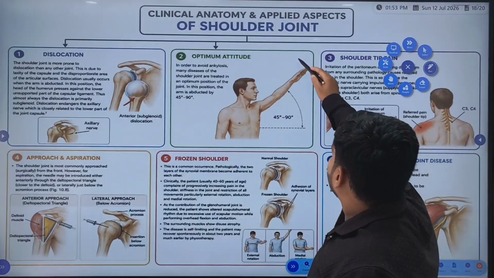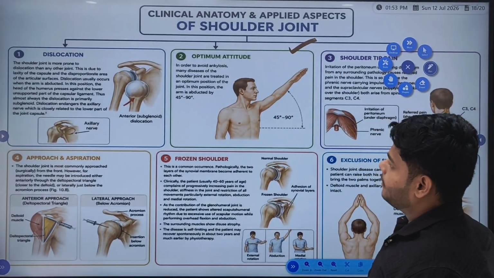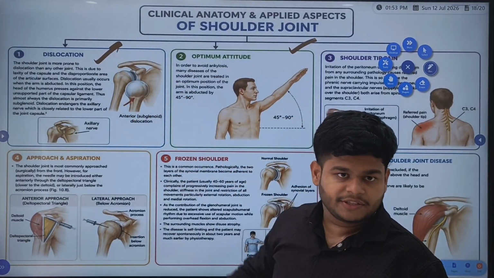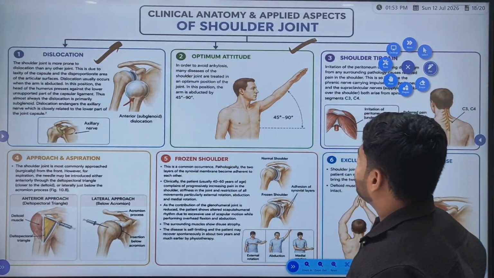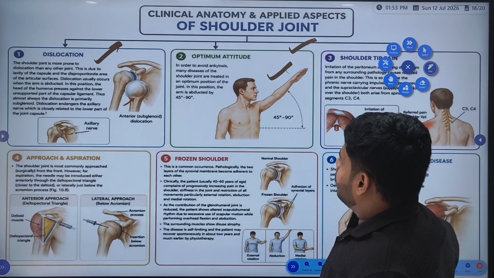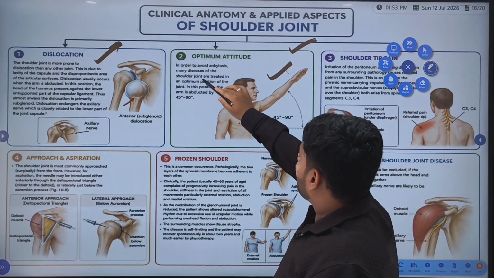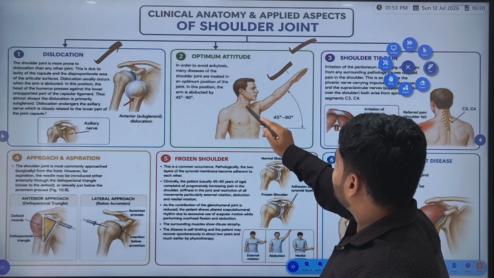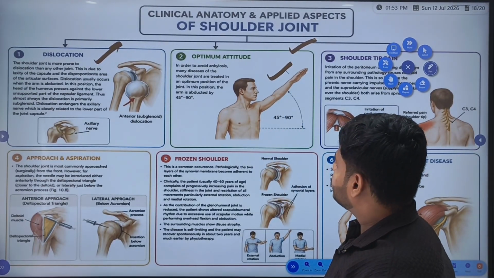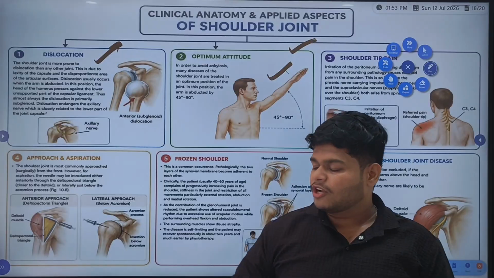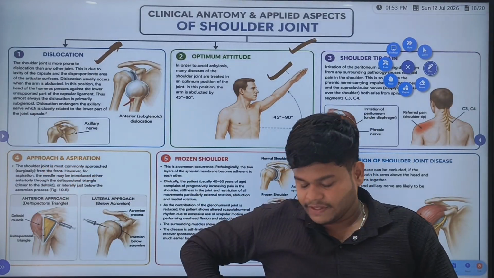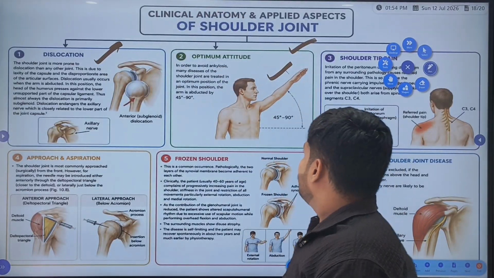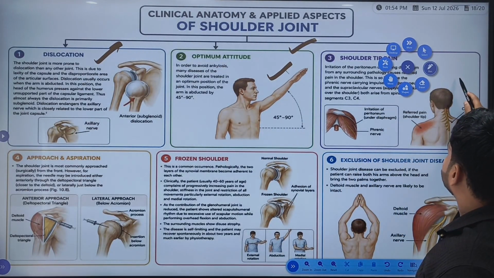Now the last part of today's session is the clinical anatomy. We have discussed this point: as it is a weak joint, it is very prone to dislocation. Now, optimum attitude. In order to avoid ankylosis, which is a disease, many diseases of the shoulder joint are treated in the optimum position, in which the arm is abducted 45 to 90 degrees. Here it is the base, and from here it is abducted 45 to 90 degrees. It is called the optimum attitude.